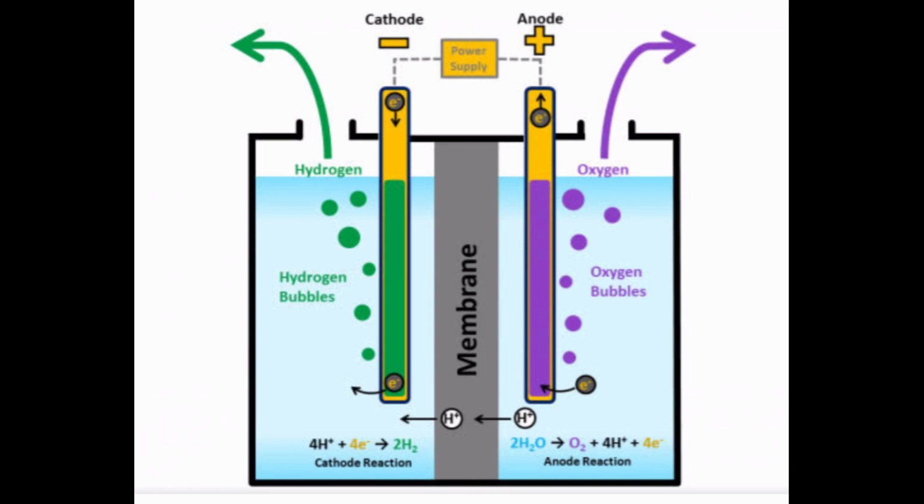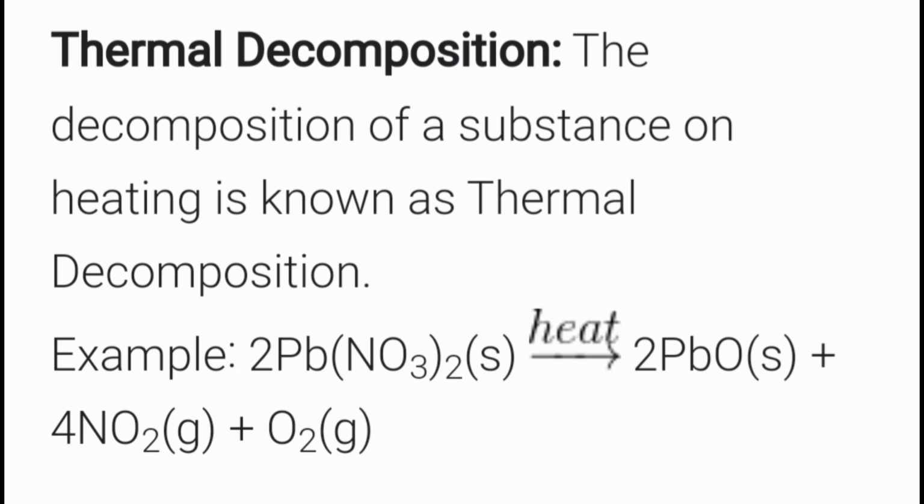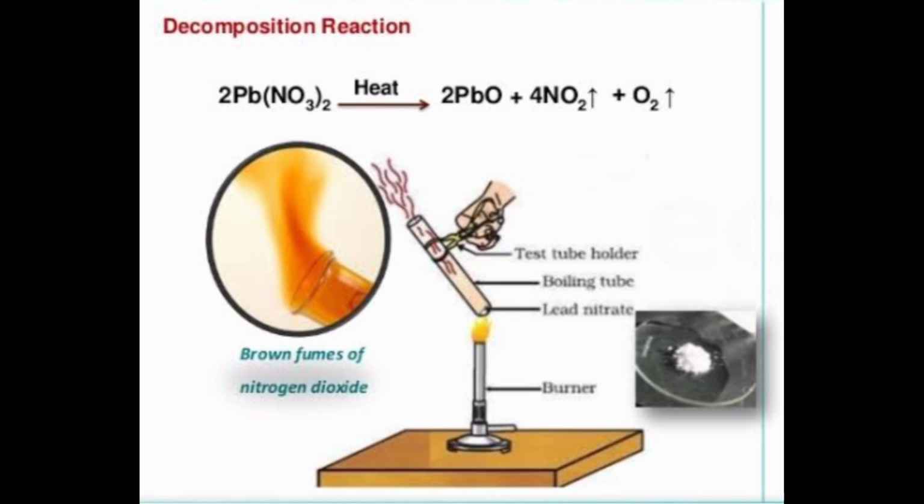Thermal decomposition. The decomposition of a substance on heating is known as thermal decomposition. Lead nitrate is heated and gives lead oxide, nitrogen oxide and oxygen. You can see here it is being heated. Lead nitrate is being heated here.